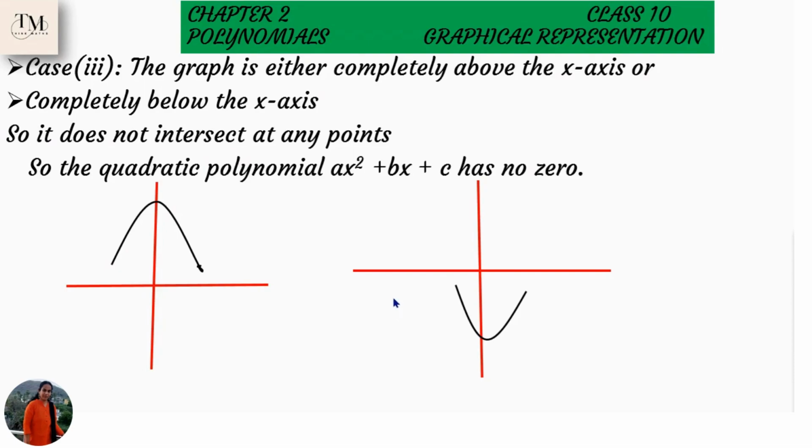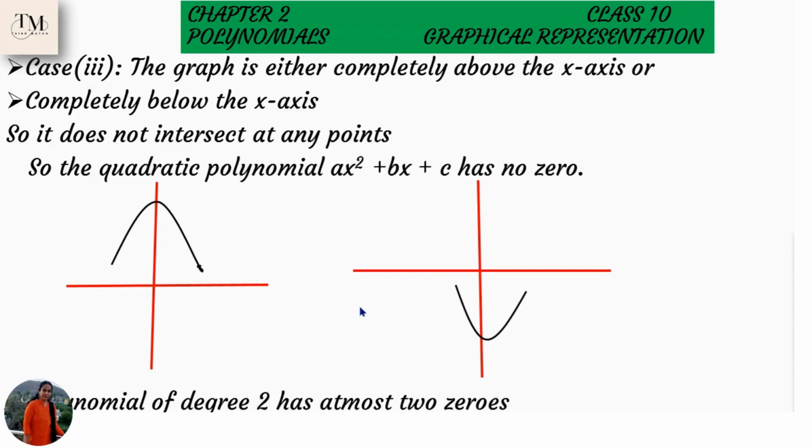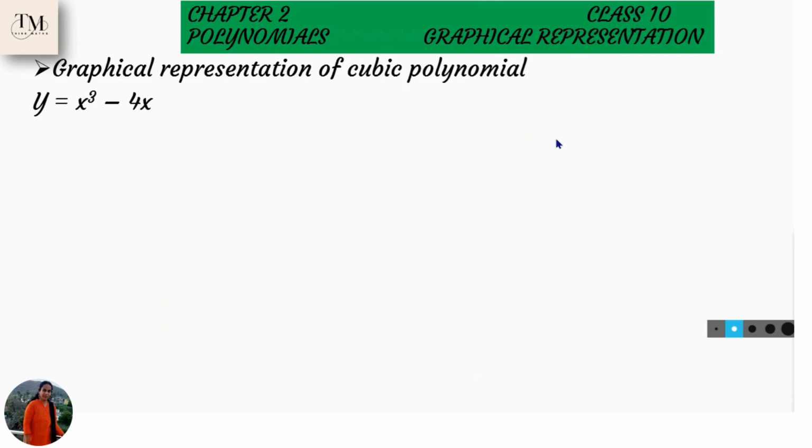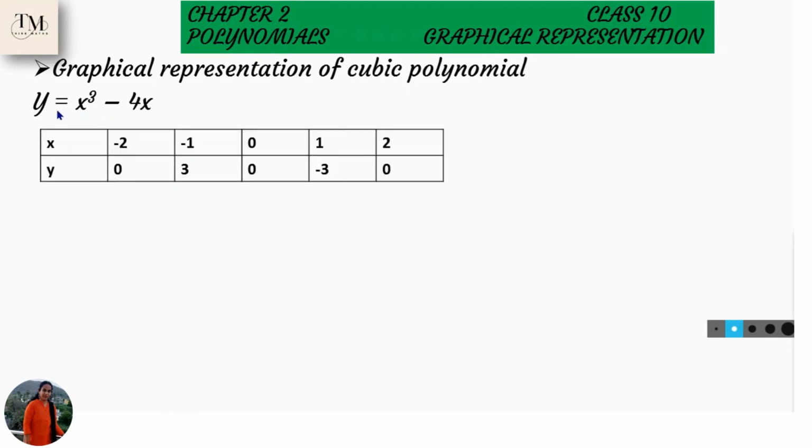So we got two zeros, or 1 zero, or no zero. So we can say that a polynomial of degree 2 has at most 2 zeros. At most means not greater than 2, that is, less than or equal to 2. So we will get 0, 1, or 2 zeros. Okay. In the same way, we can check for a cubic polynomial. Graphical representation of the cubic polynomial y is equal to x cube minus 4x.